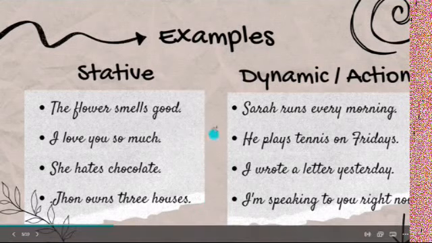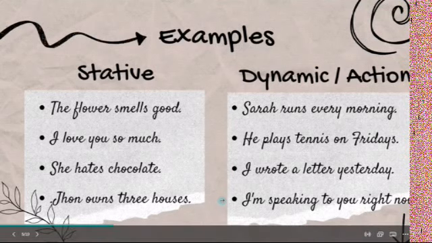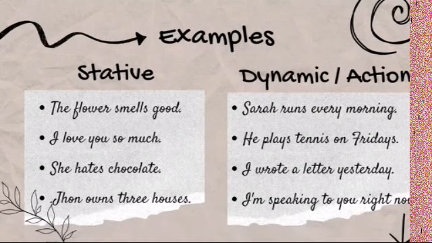Here we have examples of dynamic or action verbs, things that we can do, we can take. Sarah runs every morning. This is the action that Sarah does every morning. She runs. He plays tennis on Friday. I bought a letter yesterday. And I'm speaking to you right now.